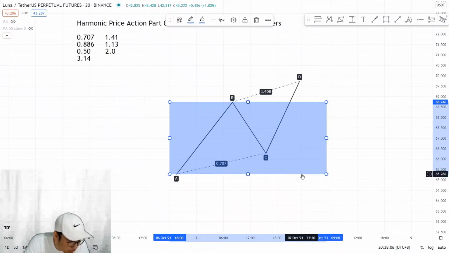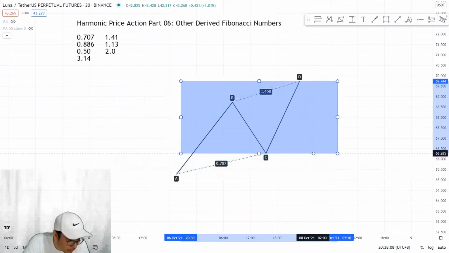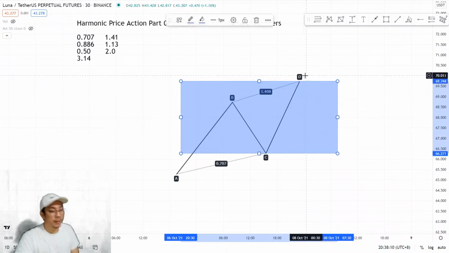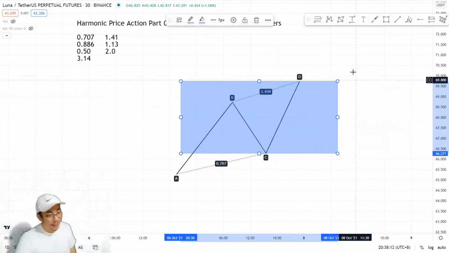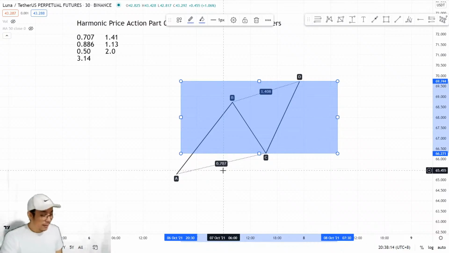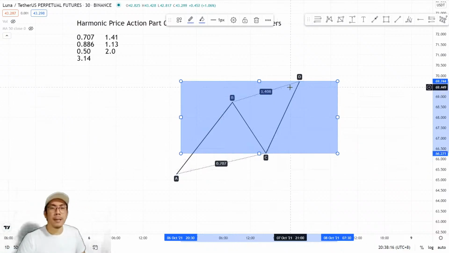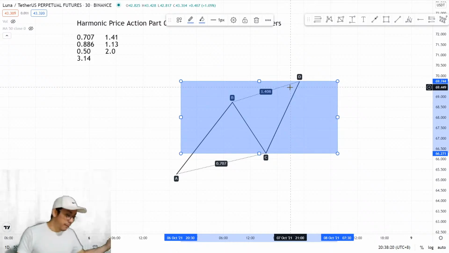And we will move it here. And as you can see, it is a perfect ABCD pattern using the 707 number. Then this goes on and so forth, right? Then after this one, we will have another sample.